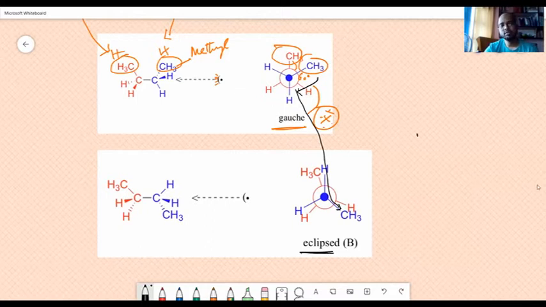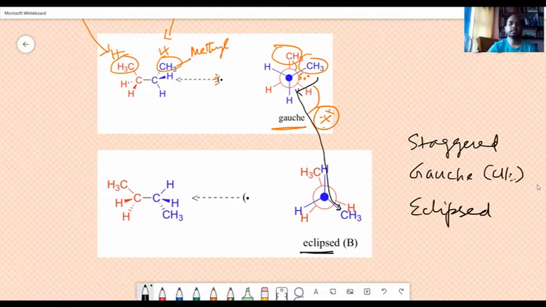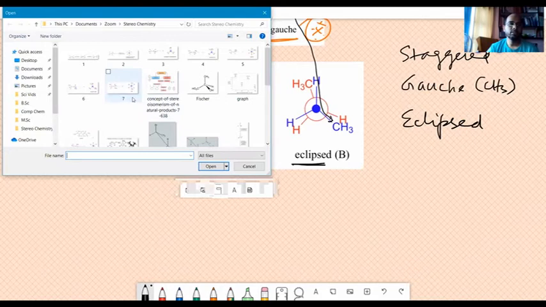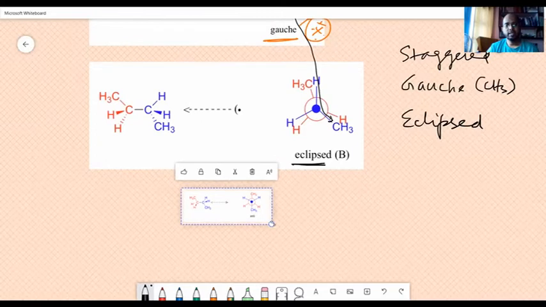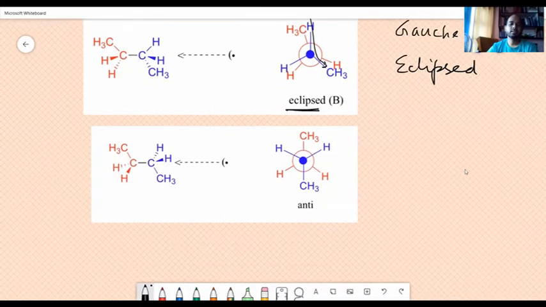So we have three forms: the staggered form, the gauche form, and the eclipsed form. For the gauche form, you have to mention that it applies only in terms of butane, not a simple molecule. The last of these structures is the anti form. This anti form is actually a staggered form.